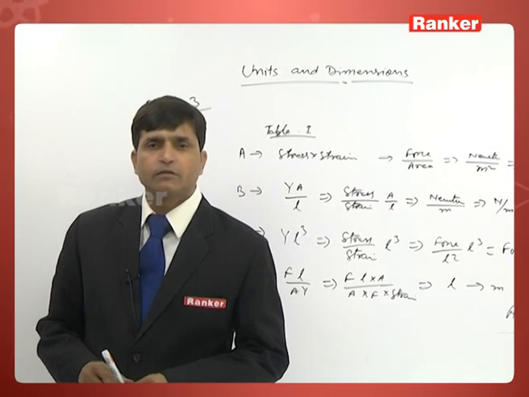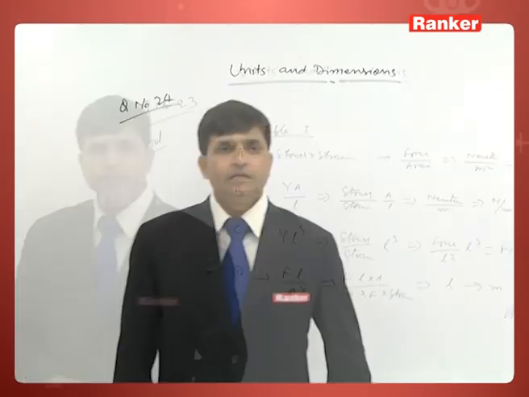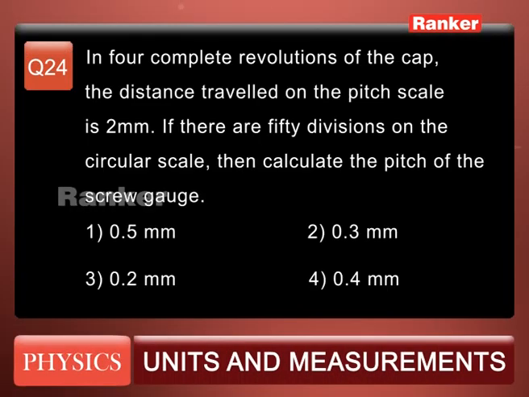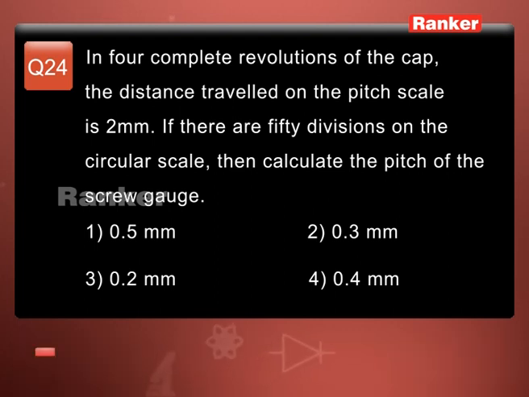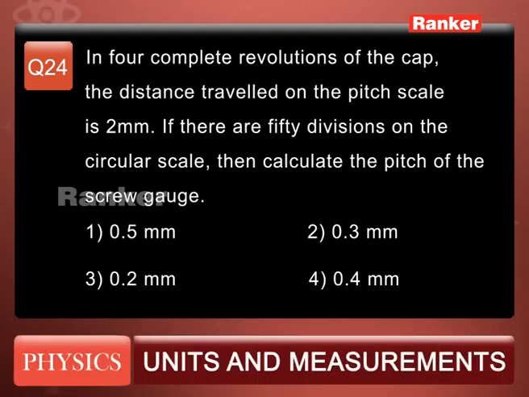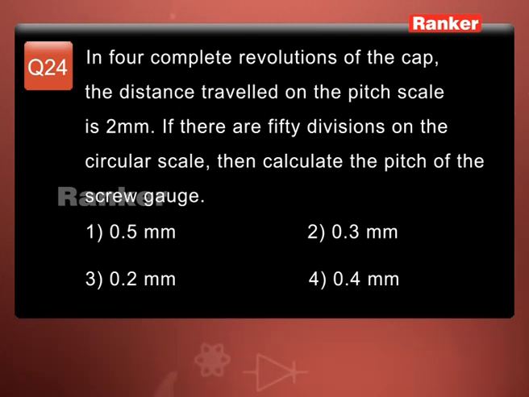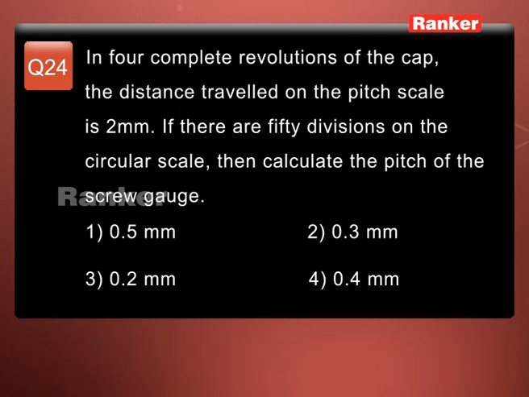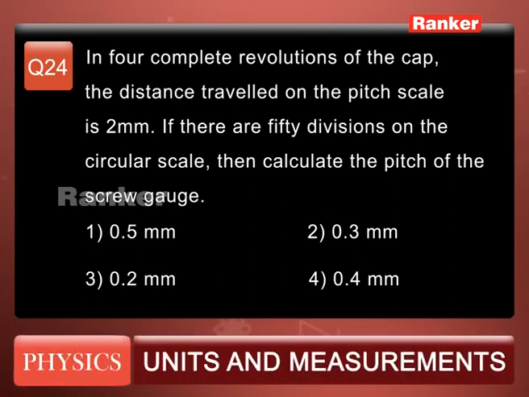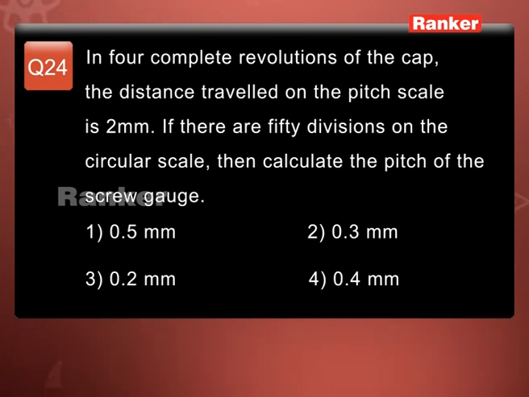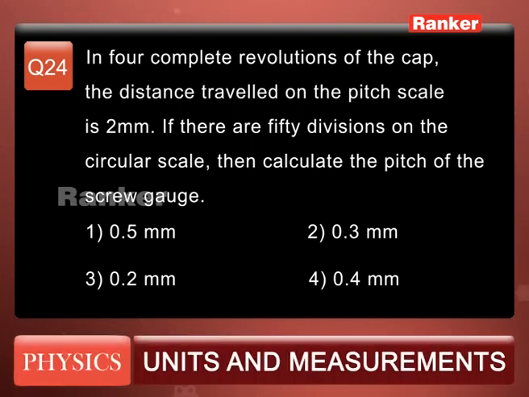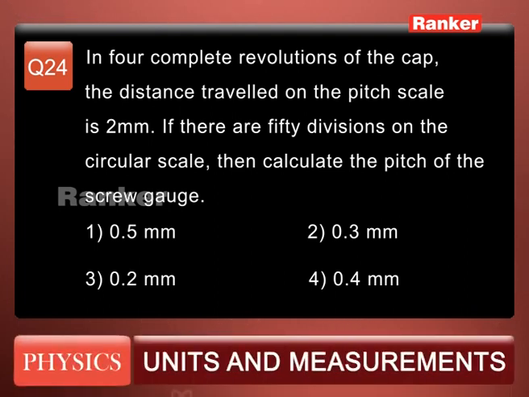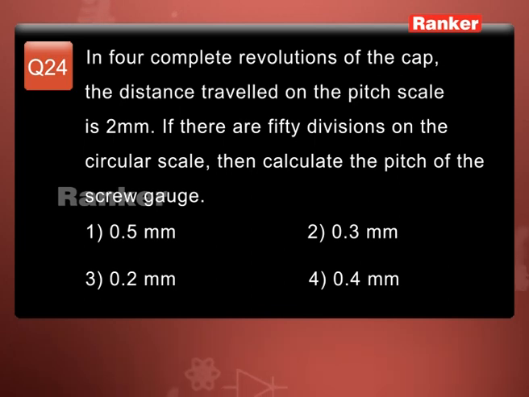Now come to the next question, question number 24. In 4 complete revolutions of the cap, the distance traveled on the pitch scale is 2 millimeter. If there are 50 divisions on the circular scale, then calculate the pitch of the screw gauge. Option first is 0.5 millimeter, option 2 is 0.3 millimeter, option 3 is 0.2 millimeter, and option 4 is 0.4 millimeter. So now see how to do this.